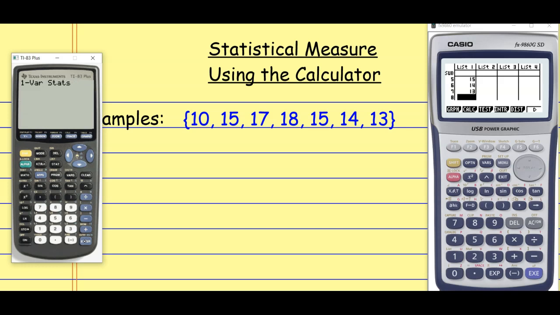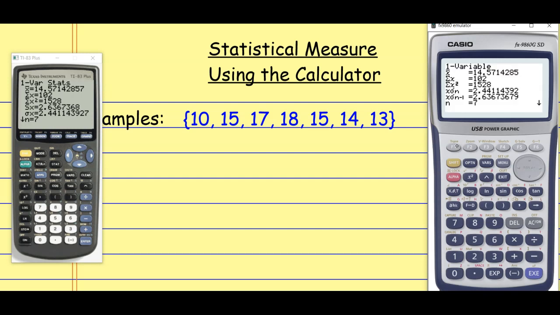And then for the older TIs, you just hit enter here. The newer TIs will give you some options in terms of, hey, do you have your information in list 1? And you have to scroll down and click on the word calculate. So hit enter on the word calculate, okay? For the Casio, remember your options are already listed at the bottom of the screen here. So F2 is calculate, and one variable statistics is F1, and it brings up the same values here.